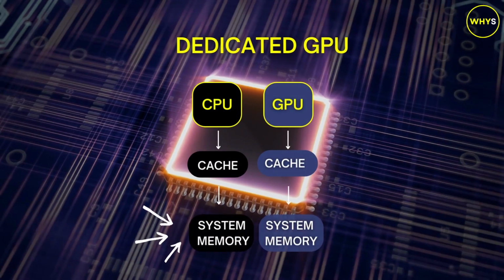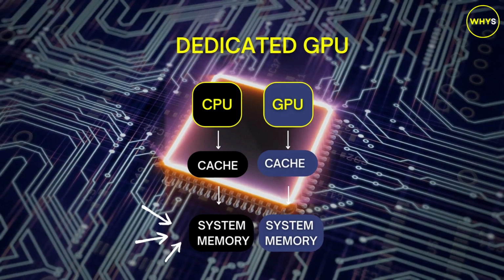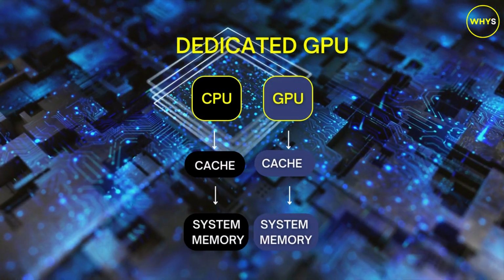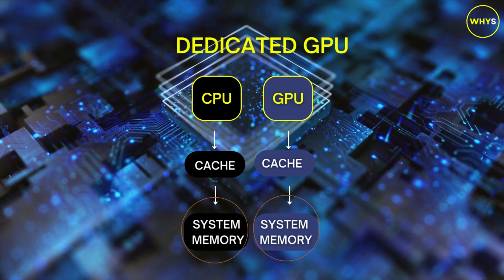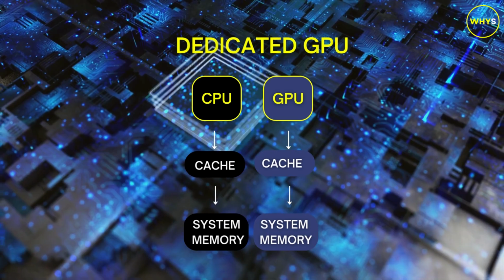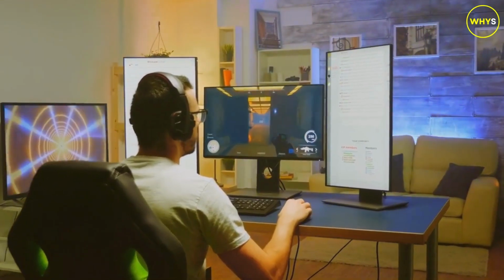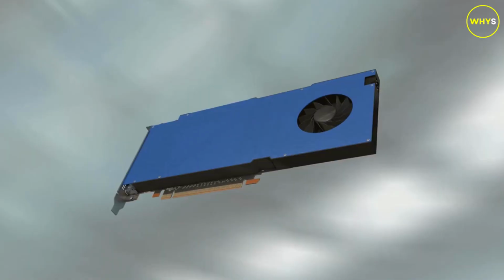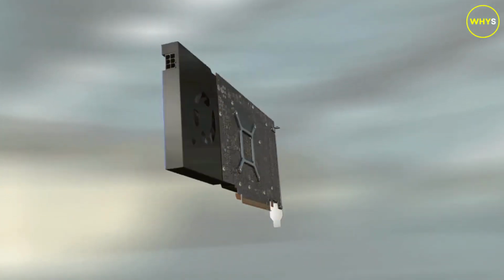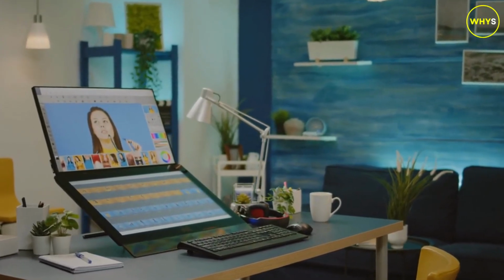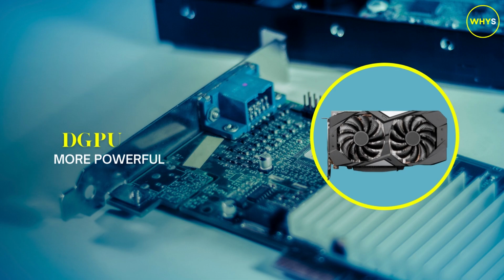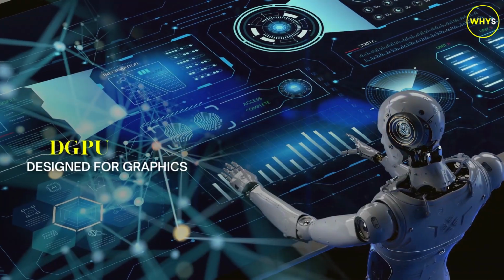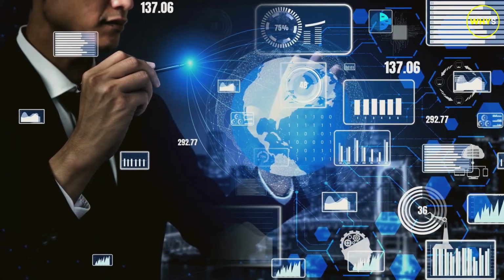On the other hand, a dGPU is a separate graphics card that is installed in a computer system to handle more complex graphics tasks. Unlike iGPUs, dGPUs have their own memory and processing power, which means that they can perform more demanding tasks such as high-end gaming, 3D modeling, video editing, and other graphics-intensive applications. dGPUs are more powerful than iGPUs and are equipped with dedicated hardware designed specifically for rendering graphics.